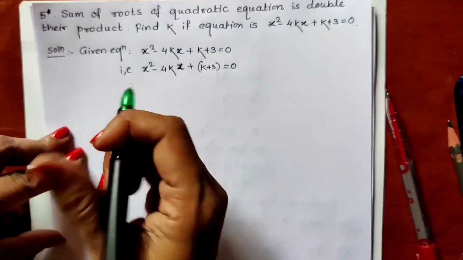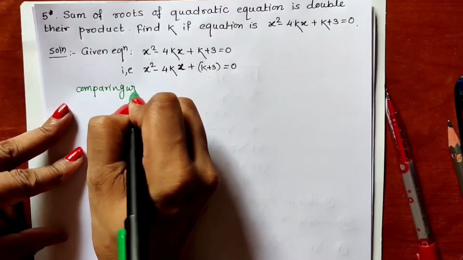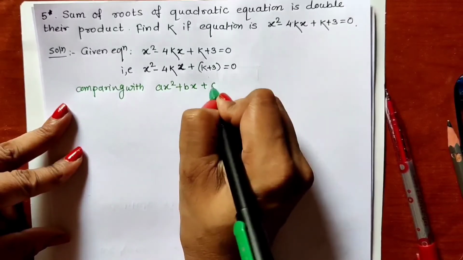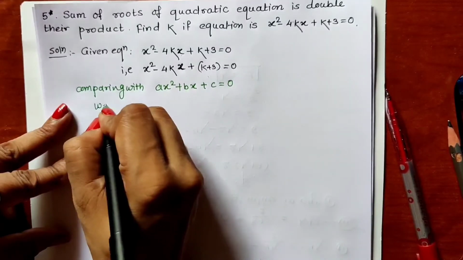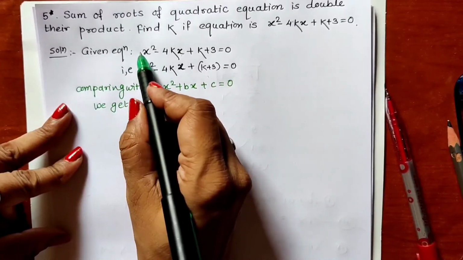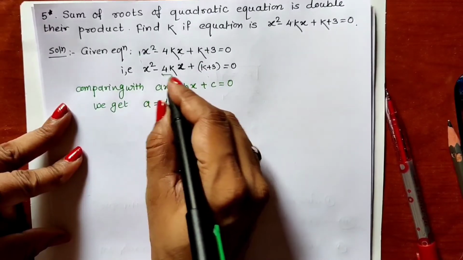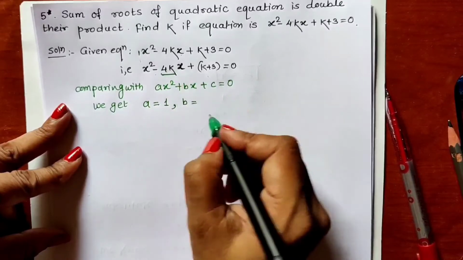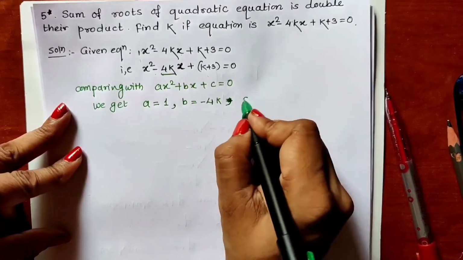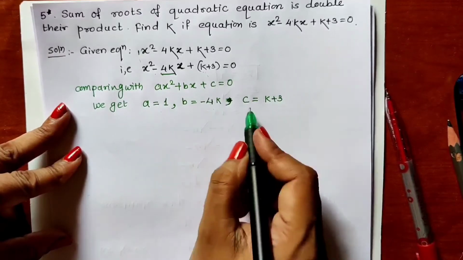So let us compare. Comparing with ax square plus bx plus c equal to 0, we will get the values of a, b and c. a is equal to, nothing is there means 1 is there, so 1. b is equal to minus 4k. This minus 4k is the value of b. Comma, c is equal to k plus 3. So in this way we have got the values of a, b and c.